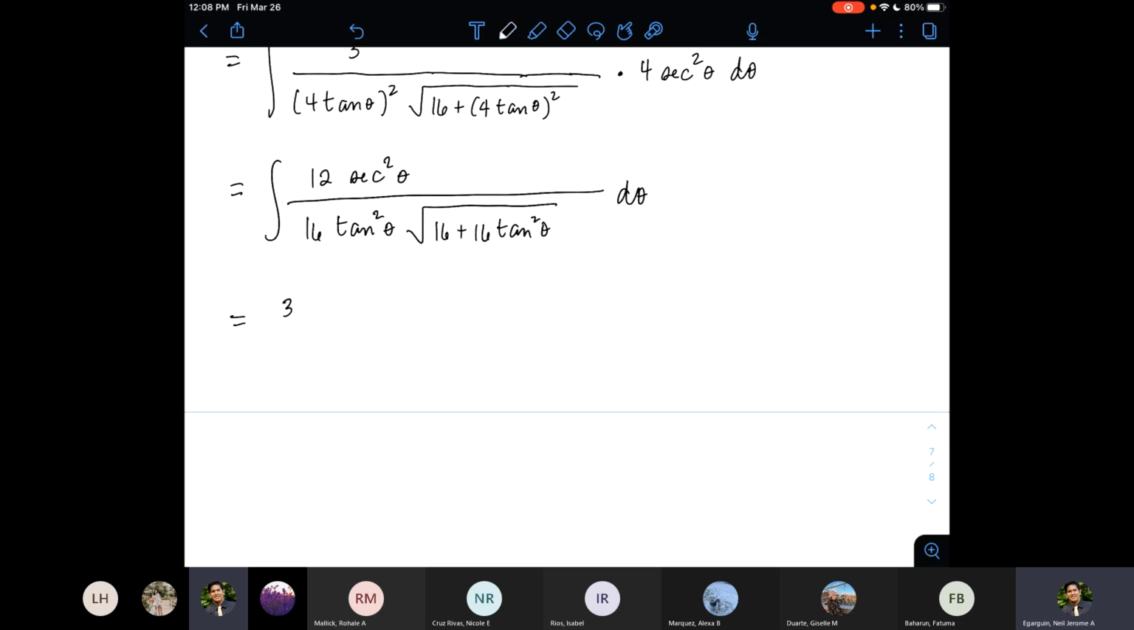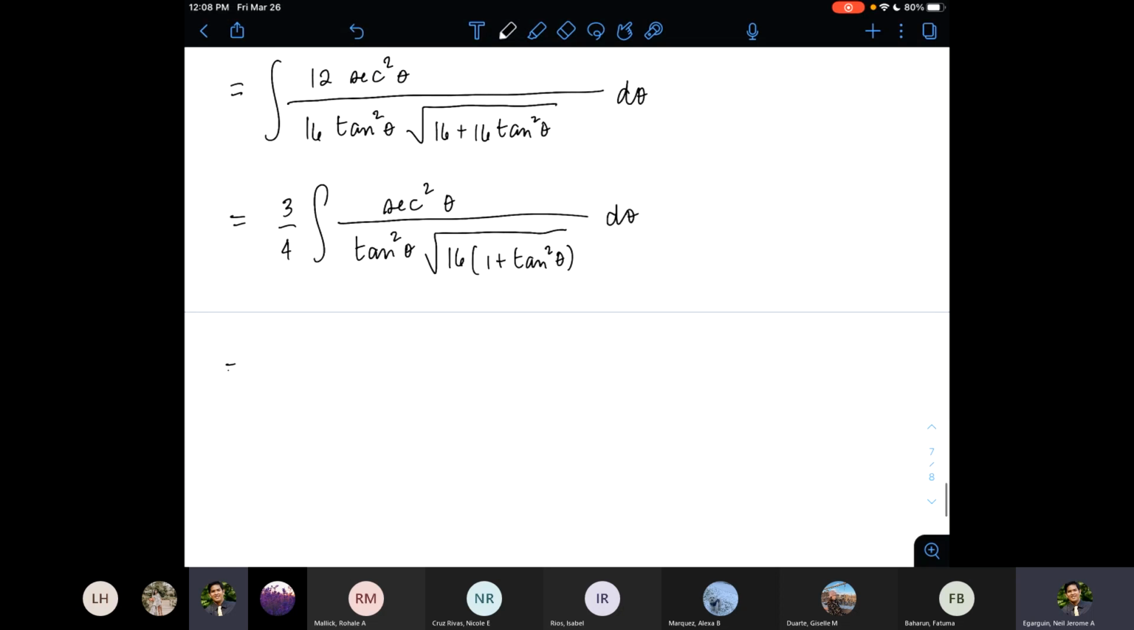So I'll get 3 over 4 outside, and we'll have secant squared theta over tangent squared theta. And here in the radical, I can factor out the 16 and be left with 1 minus tangent squared theta, d theta. All right. And I'll have 3/4 integral of secant squared theta all over, I'll have a tangent squared theta here.